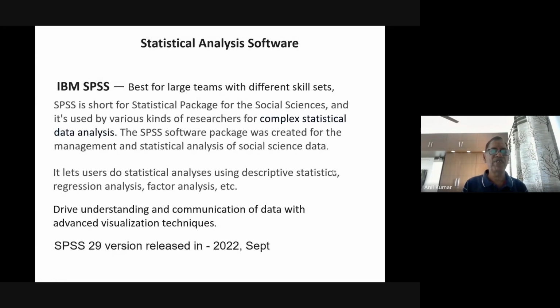And beauty of this tool is revisions are taking place regularly. And today we have the 29th version of the tool. In September 2022, they released a modified, again improvised version of SPSS under the category SPSS 29.